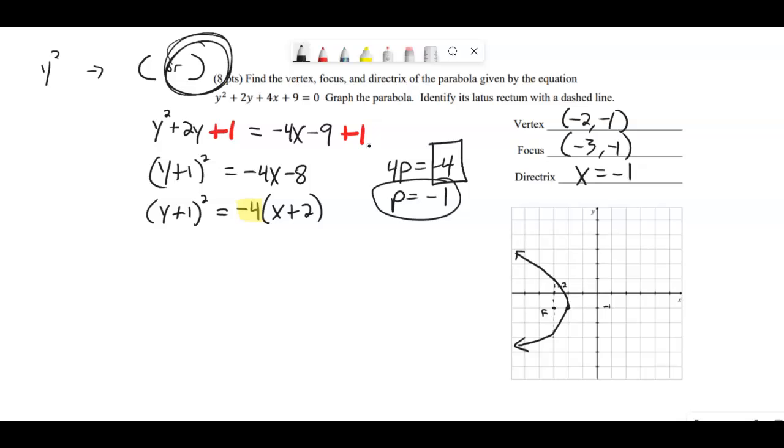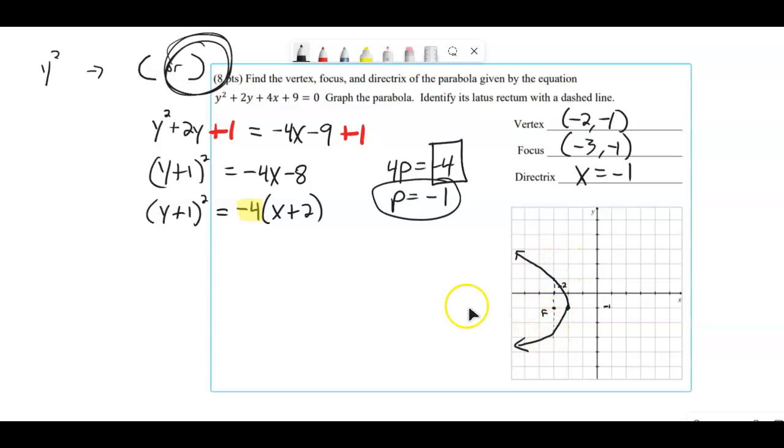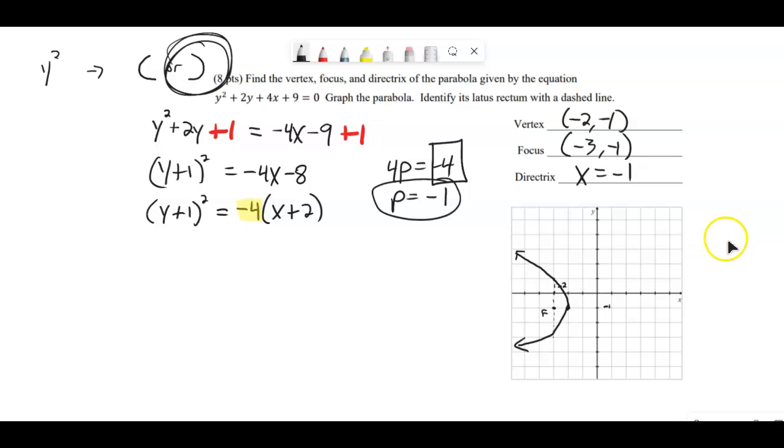You don't want to make it solid because the solid is reserved for the actual graph. Dashed lines for asymptotes and other aspects of the graph, but not the actual graph.